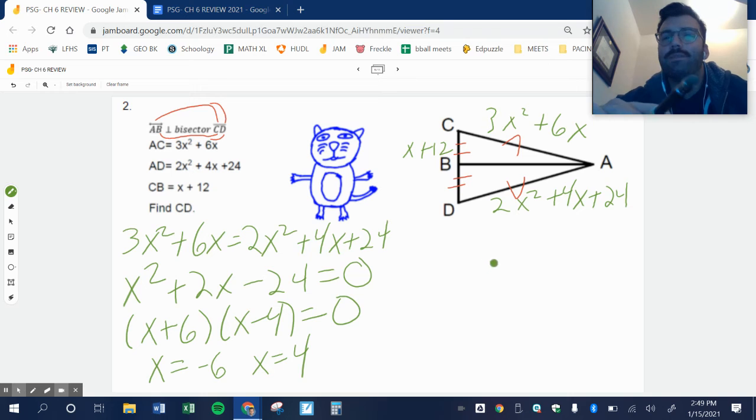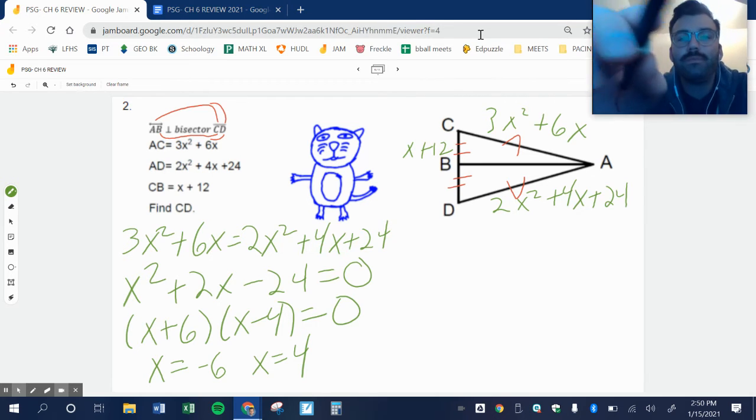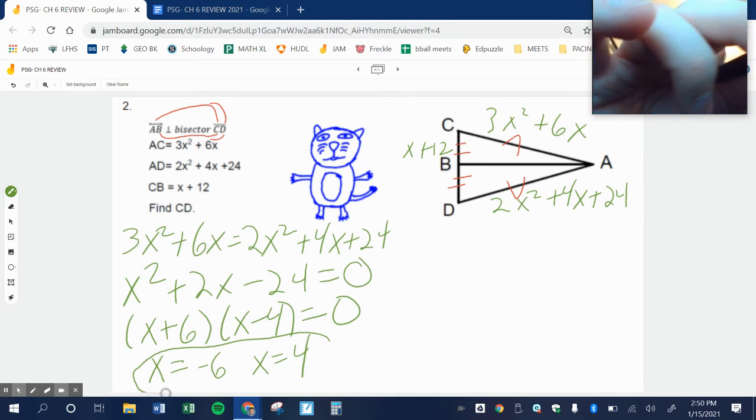Now, if I plug in negative 6, let's see if I get an answer here. Actually, negative 6 could work. Let's check it out. 2 times negative 6 quantity squared, plus 4 times negative 6, plus 24 is 72. So it looks like it's going to work. 3 times negative 6 squared plus 6 times negative 6 is also 72. So x is negative 6 and x is 4.